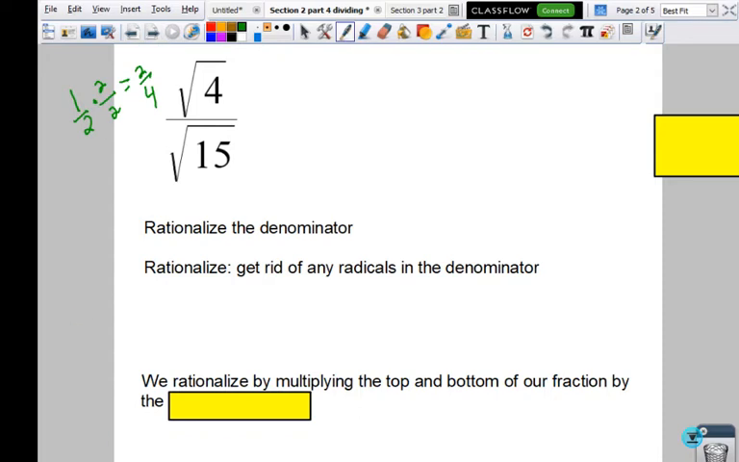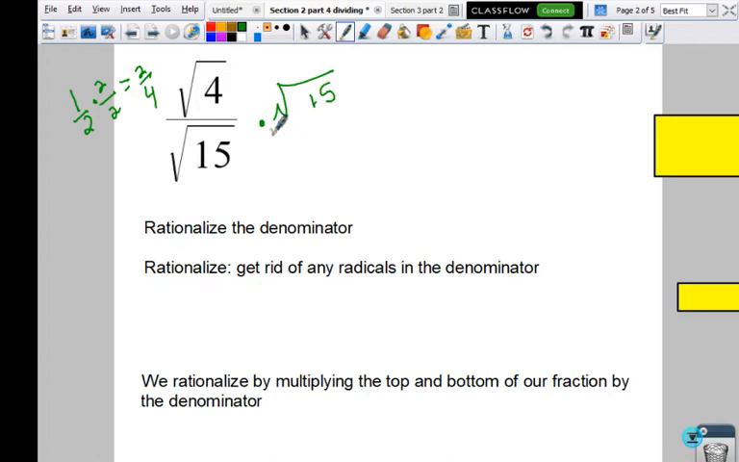So I want to do that same type of thing, where I don't actually change the value, I just want to write it differently. To do that, we're going to multiply by a fancy 1. Because if you multiply anything by 1, does it actually change? No. So we're going to multiply it by a fancy 1, and that 1 is going to be the denominator over the denominator. So I'm going to multiply by square root of 15 over square root of 15.